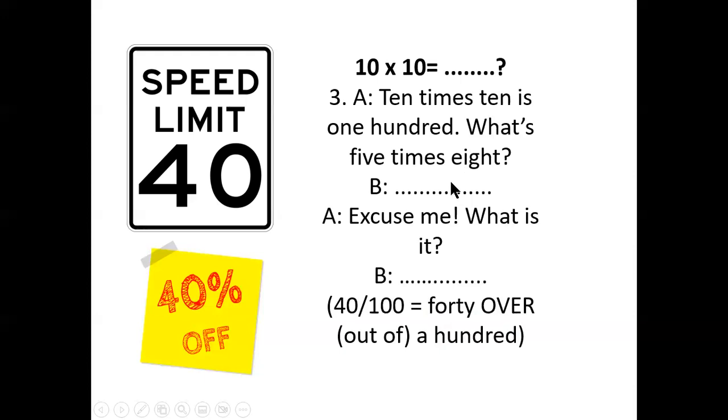What's 5 times 8? It's 40. Excuse me, what's it? It's 40. 40 out of 100. But I think the practical way is 40 over 100.